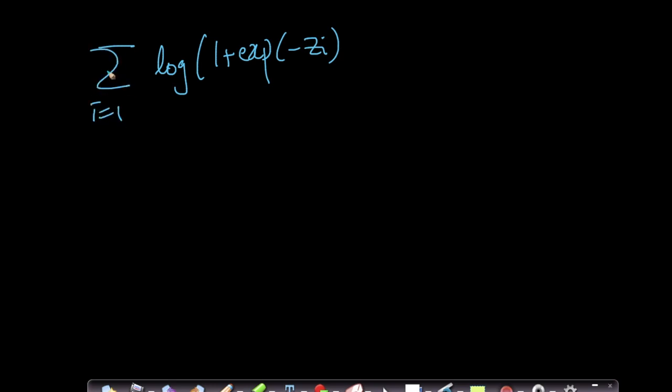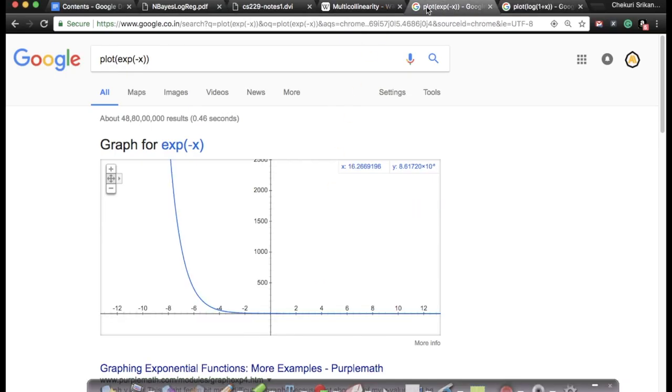Now let's look at this term in more detail. What do we have? We have log of 1 plus exp of minus zi, summation of course over all the i's. Now there is an interesting thing here. Let's take this first part, exp of minus zi, and let's plot it. How does a plot of exp of minus zi look like? I have it plotted here, exp of minus x. If this is my zi, this is my exp of minus zi.